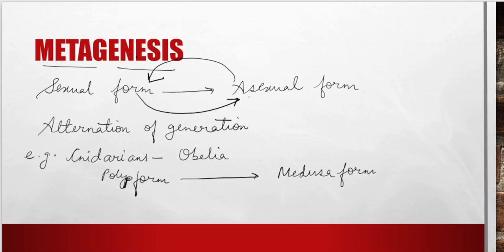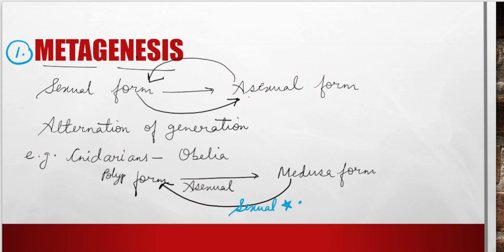If the polyp form converts into the Medusa form, this occurs by asexual reproduction. And if the Medusa form converts back into the polyp form, this occurs by sexual reproduction. So the conversion of sexual form to asexual form, and vice versa, is alternation of generation. This concept is known as metagenesis. This is the first concept. I hope this is clear about metagenesis.